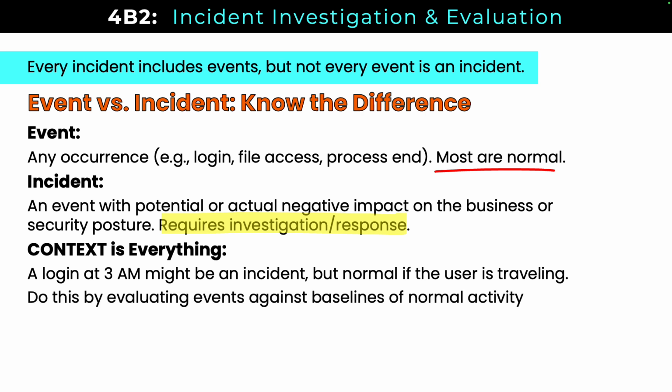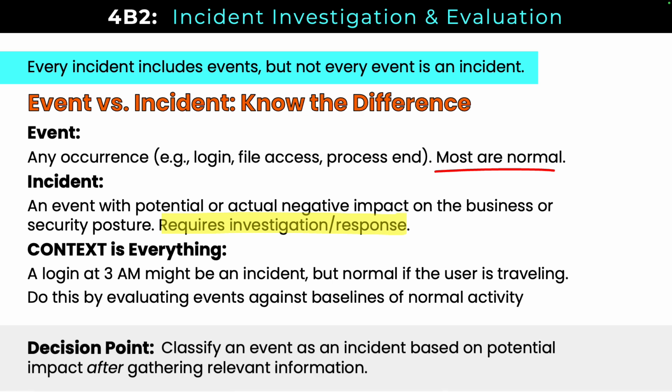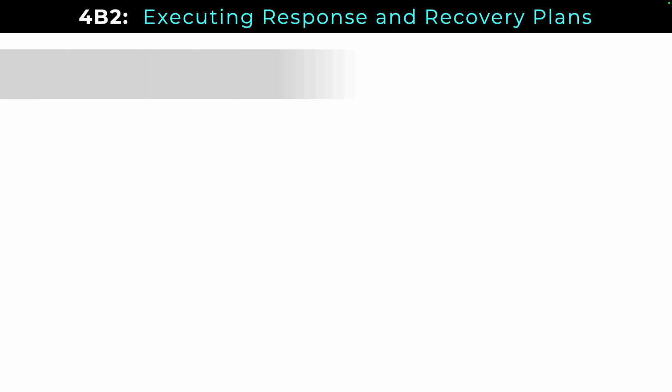And because context is everything, we have to evaluate events against baselines of normal activity. And when we see a deviation outside of the baseline, we're going to investigate a bit further. It could be as simple as a phone call. It might, on the other hand, require deeper investigation if it's a more technical issue. The decision point is where we will classify an event as an incident based on the potential impact after we gather relevant information. We validate.